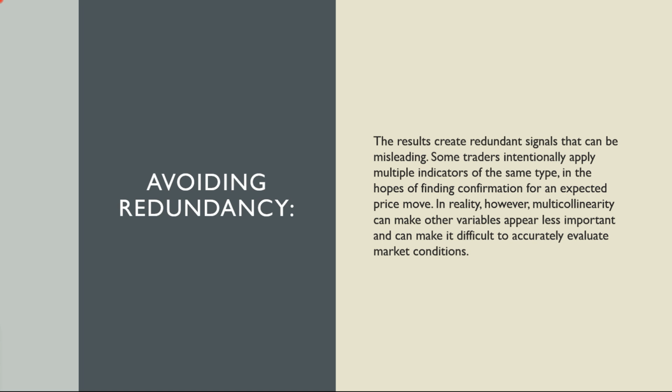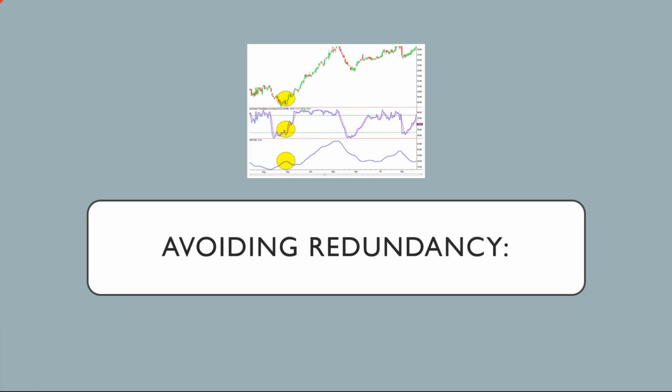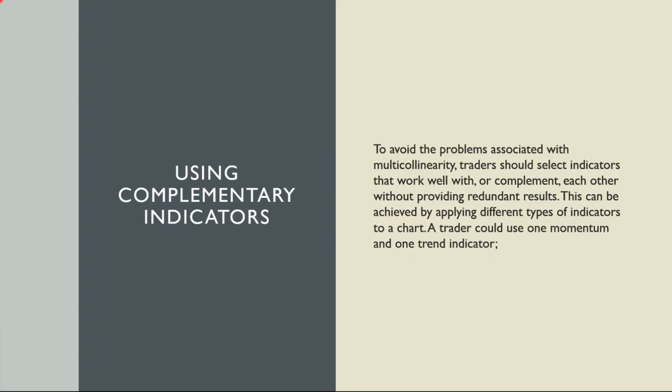Some traders intentionally apply multiple indicators of the same type in the hopes of finding confirmation for an expected price move. In reality, however, multicollinearity can make other variables appear less important and can make it difficult to accurately evaluate market conditions. So we want to always avoid redundancy.